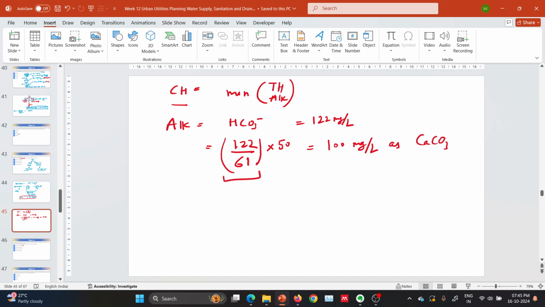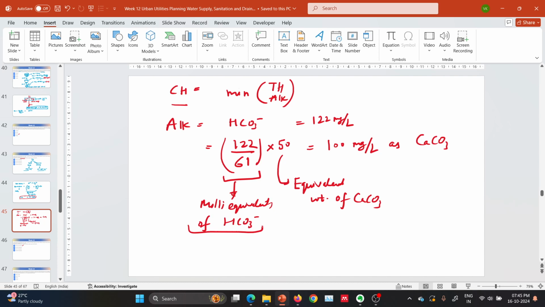So first we will convert it in the form of equivalents. I will call it milli-equivalents, and milli-equivalents into milligram per liter by multiplying it. This is the equivalent weight of CaCO3. And these are milli-equivalents of HCO3. So we are converting the milli-equivalents of CaCO3 into CaCO3 by multiplying it with the equivalent weight.